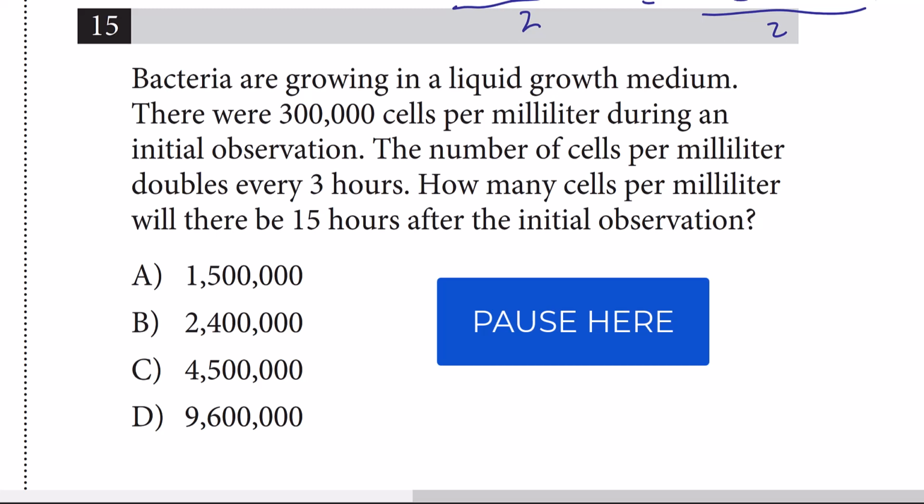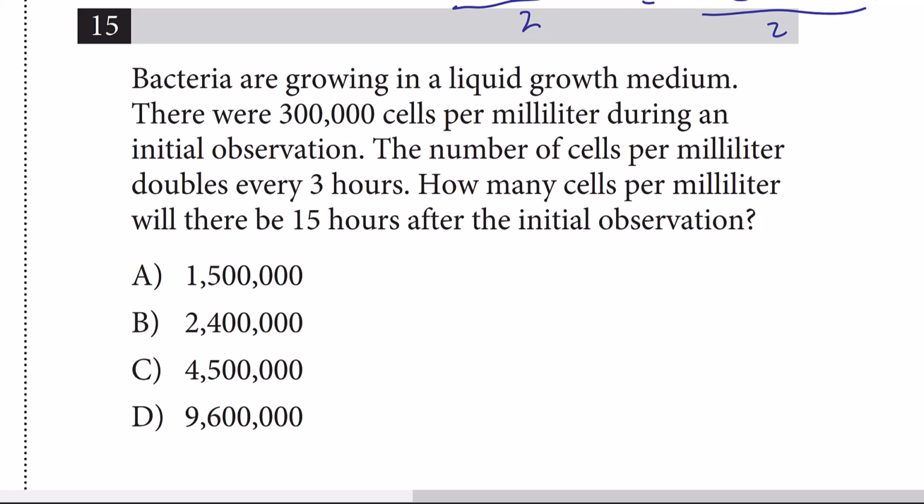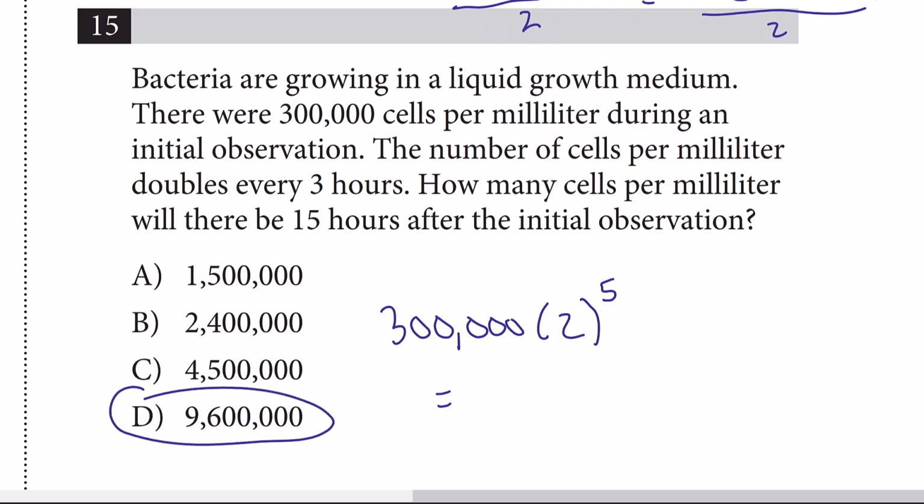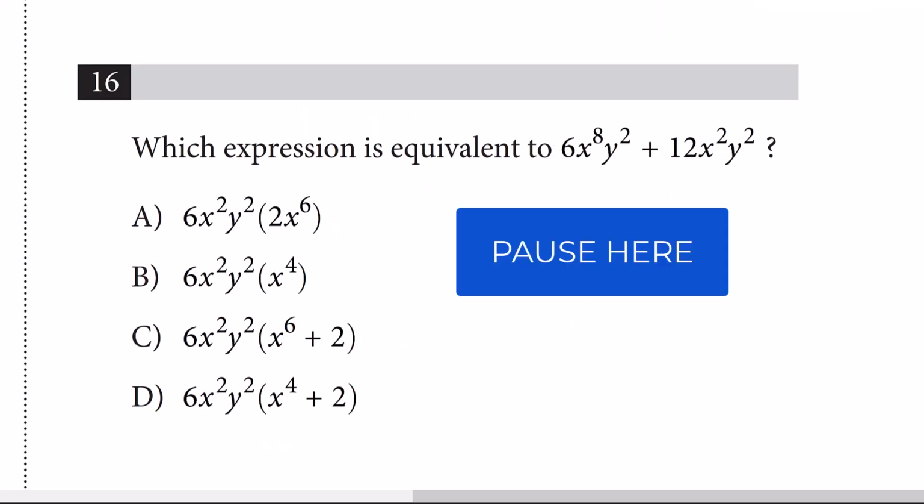Question 15. Go ahead and pause the video and try to solve this on your own. So what should you do? It's actually going to start at 300,000. It's going to double every 3 hours. And how many times is it going to double? Well, it's going to happen 5 times. So go ahead and put that into your calculator. And that's going to give you 9,600,000.